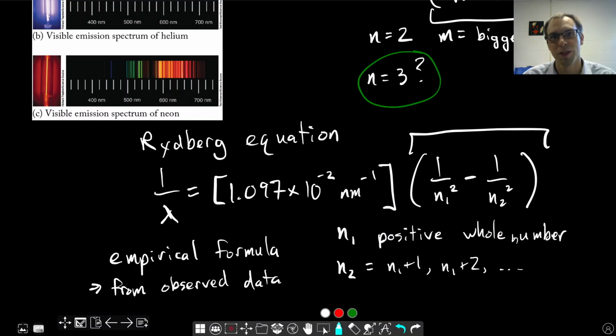In the next video, we'll look at the first model that was able to successfully explain this spectrum observed for hydrogen, which is the Bohr model of the hydrogen atom, which, while not being completely correct, has a lot of fundamental ideas that show up in quantum mechanics.